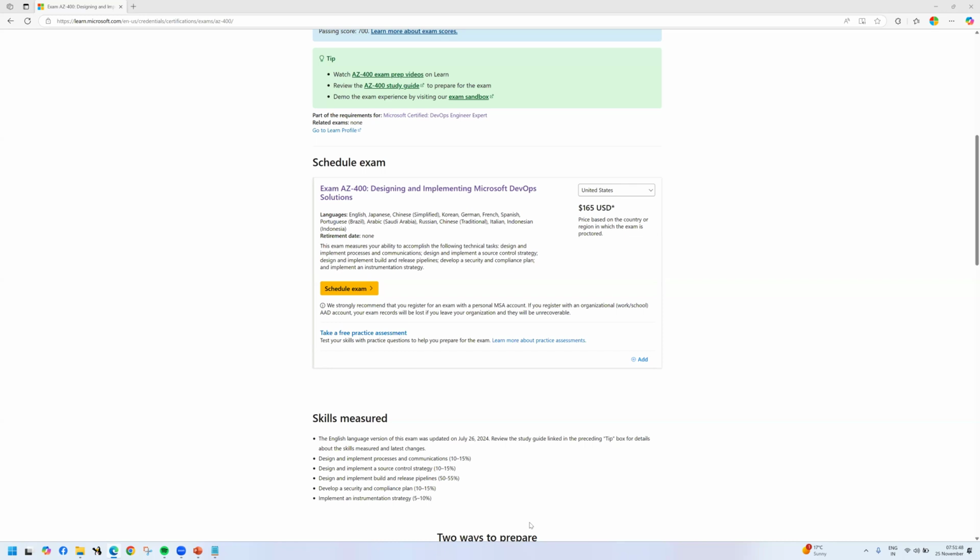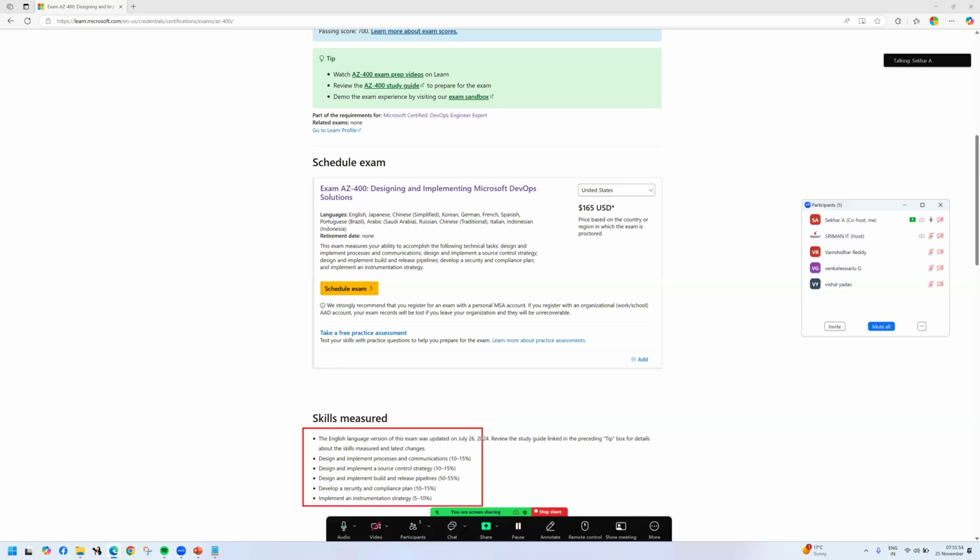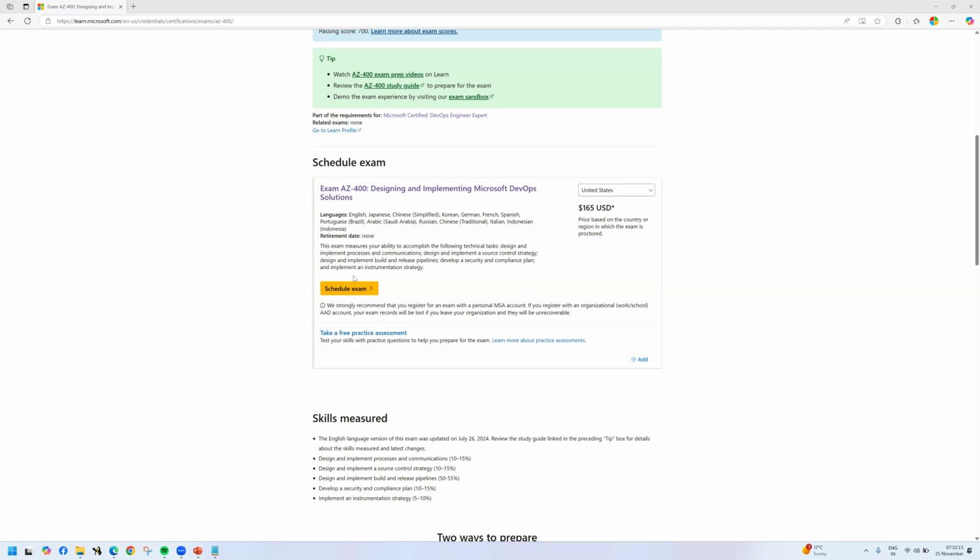Clear? Yes, sir. See here, directly, the syllabus is provided by Microsoft. Designing and implementation of source control strategy, build and release pipelines, compliance, and instrumentation strategy. This is the DevOps skills measured. Practice it so far.